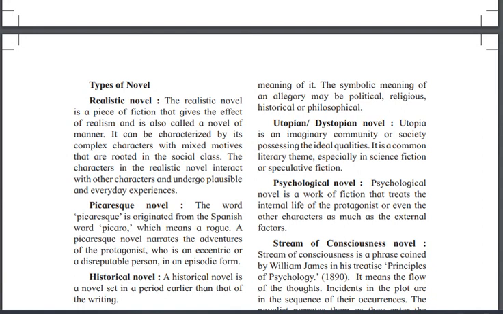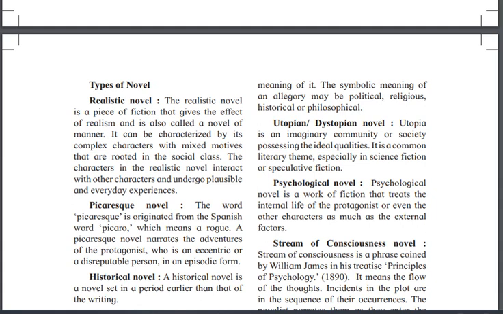Types of novel. This is unit section, chapter number 4.1. We are studying the history of the novel, and now we are focusing on the types of novel. In the last video, I explained the elements, but now we will see how many types there are. Novel is nothing but a long, narrative story, right?